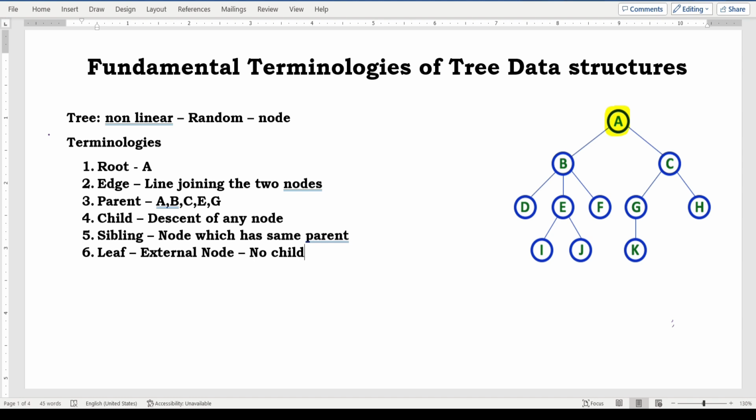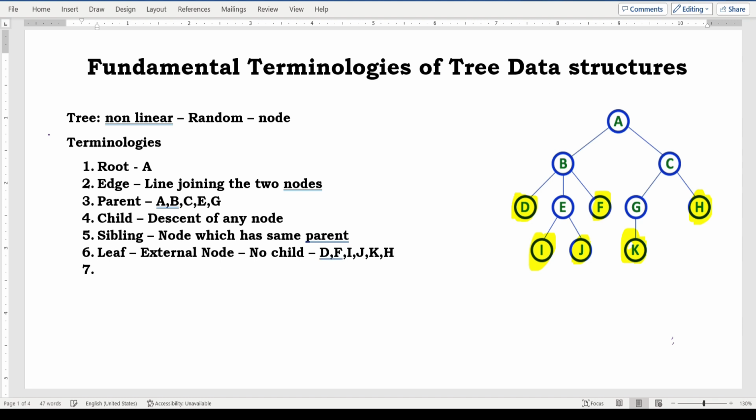Okay, leaf node. So here, which are the leaf nodes? D, I, J, F, K, H are the leaf nodes. So D, F, I, J, K, H are the leaf nodes.